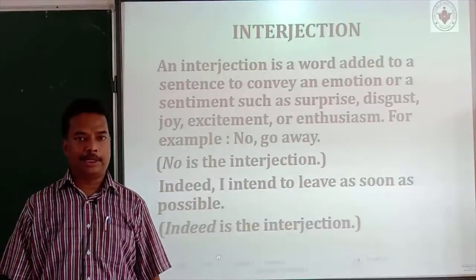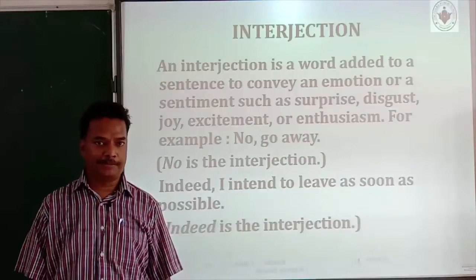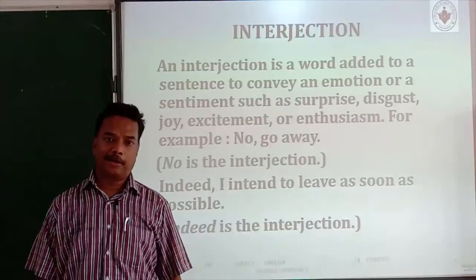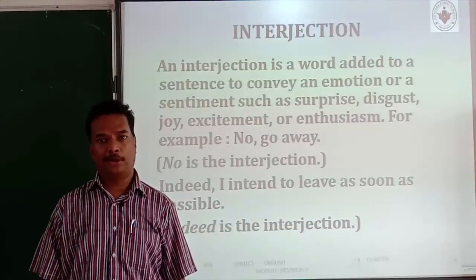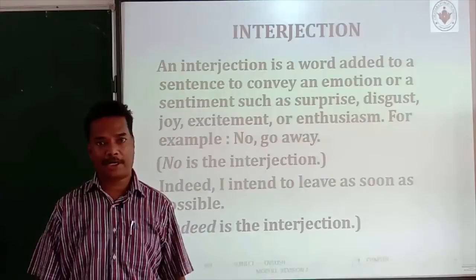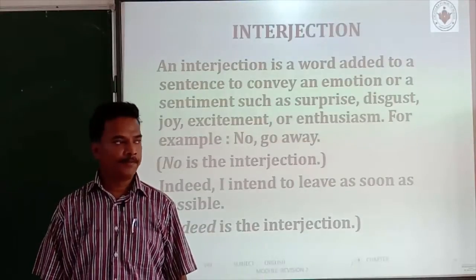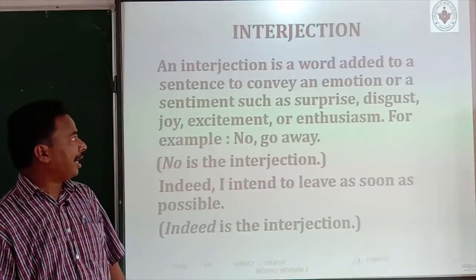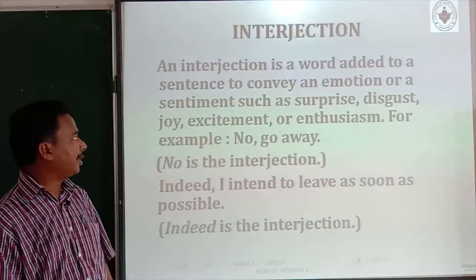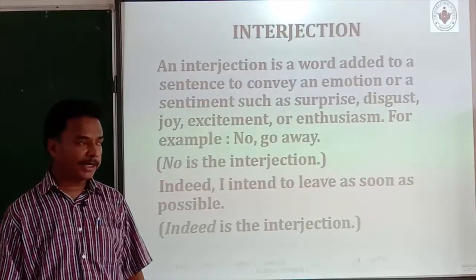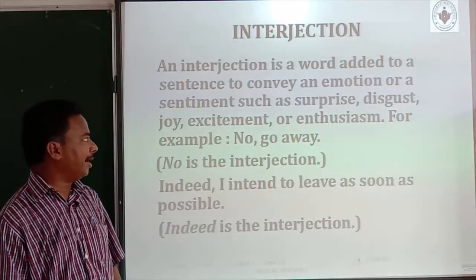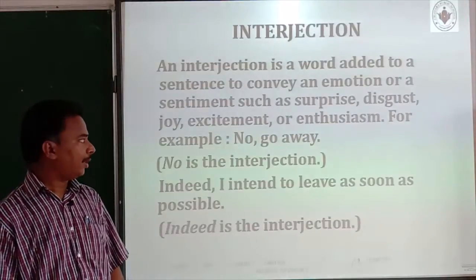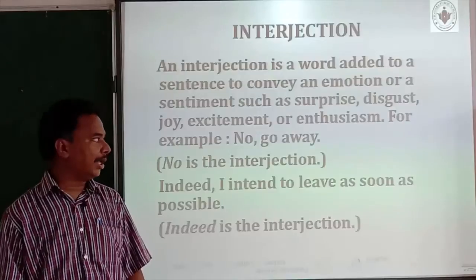Now let's move on to the last part of the parts of speech, interjection. Interjections are words used to show some strong emotion or sudden expression, strong emotions or feeling. An interjection is a word added to a sentence to convey an emotion or a sentiment such as surprise, disgust, joy, excitement, or enthusiasm.